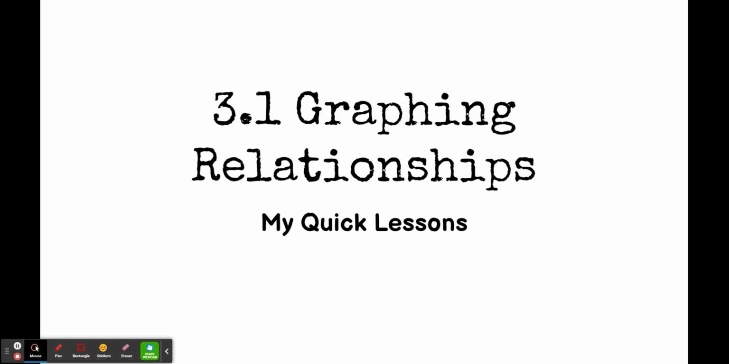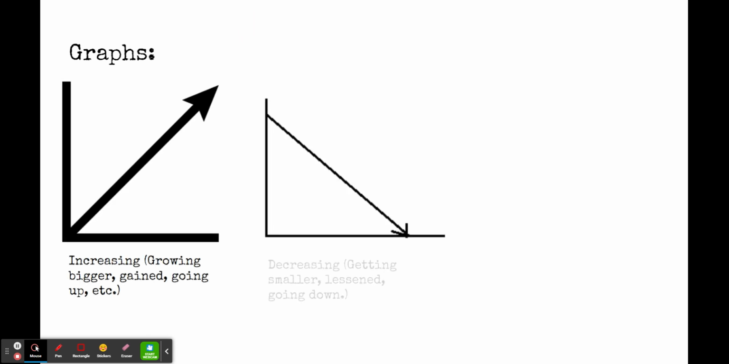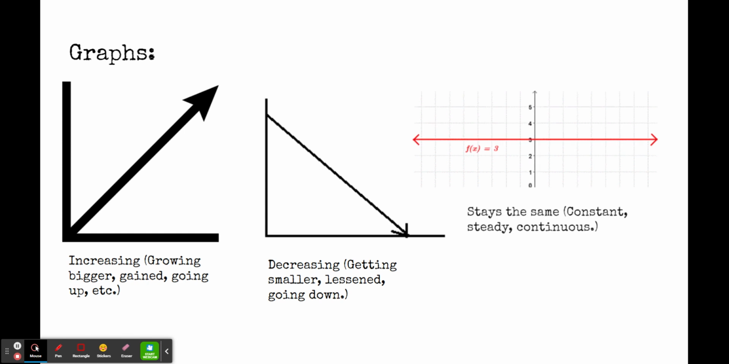In today's video we're going to talk about graphing relationships. Let's get started. Today we're going to take a look at three types of graphs. This is the first graph, this is the second graph, and this is the third graph.